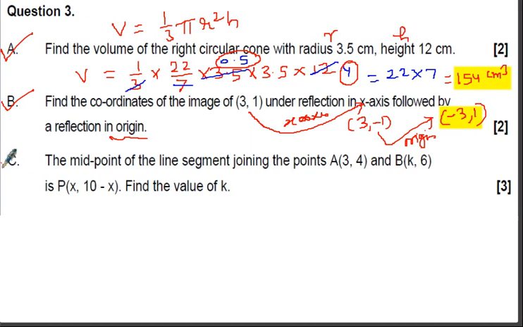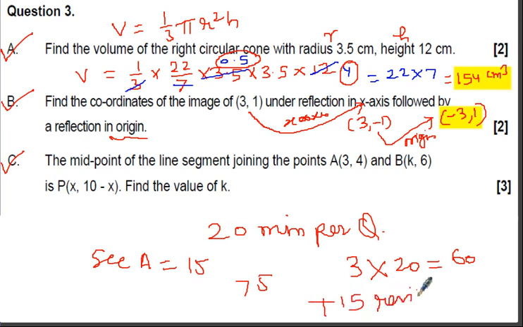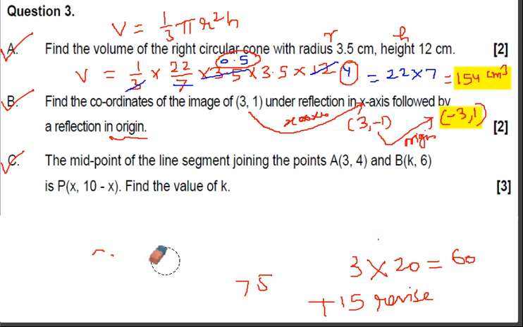Let us move quickly. Though I have told you, you can take 20 minutes per question, because you have to attempt only 3 questions from section B. So 3 into 20 gives you 60 minutes. And I told you in section A, you can devote 10 to 15 minutes. If you take 15 minutes, then also in 75 minutes you can finish the questions, and you get 15 minutes to revise your answers.